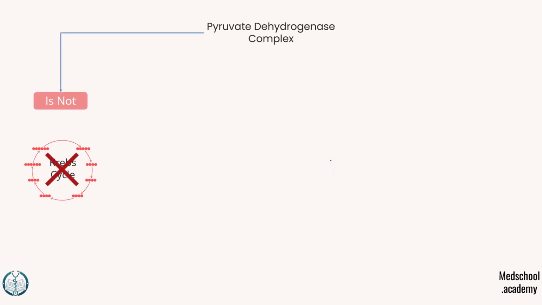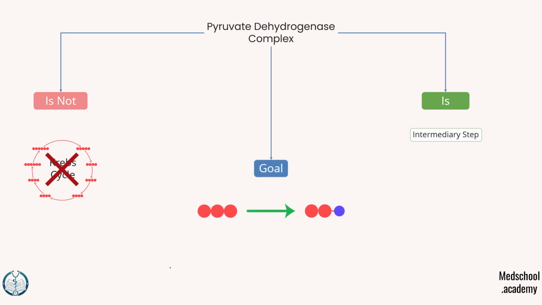Now, before we continue, let's clarify what pyruvate dehydrogenase complex is and is not. First off, it is not part of the Krebs cycle. It is, however, an intermediary step that connects glycolysis to the Krebs cycle. And the goal is to take pyruvate, and this right here, pyruvate, and convert it to acetyl-CoA.